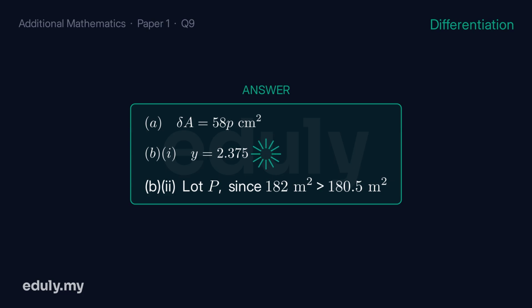Final answers. For part A, the small change in area is 58p square centimeters. For part B1, y is 2.375. And for part B2, lot P has the most grass, since 182 beats 180.5.